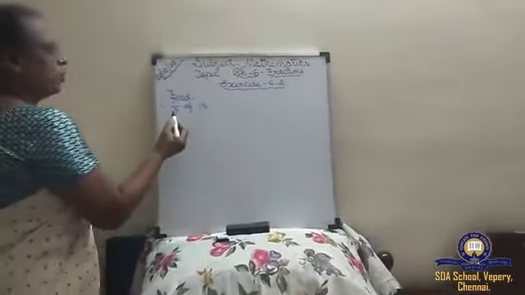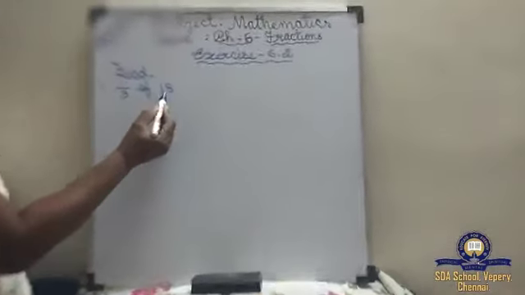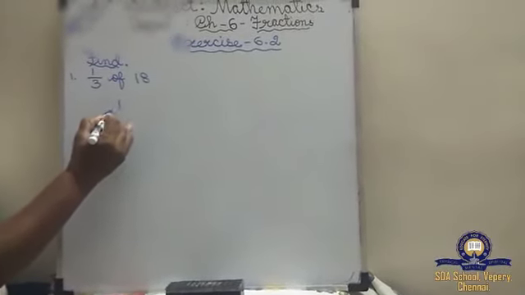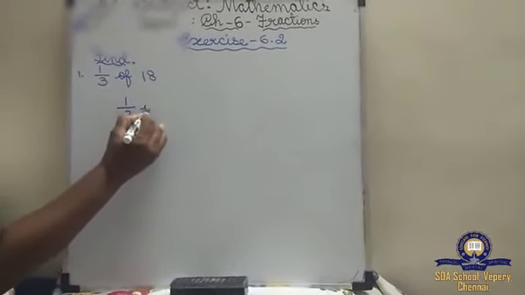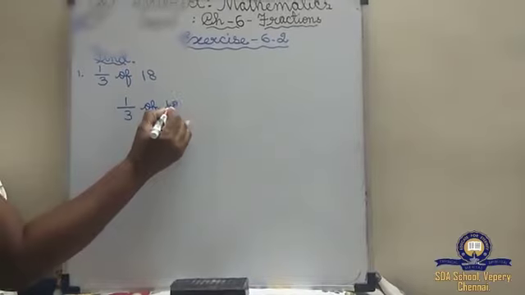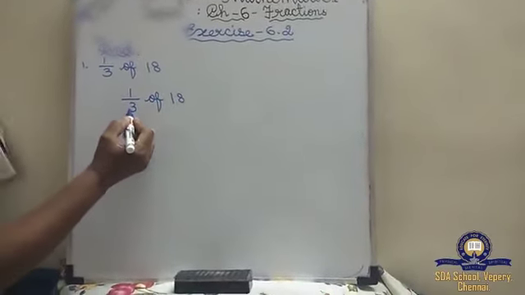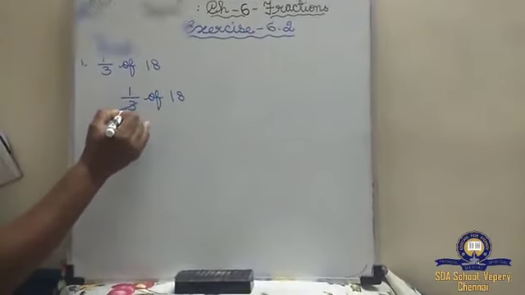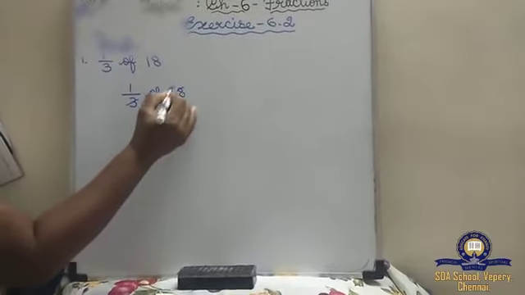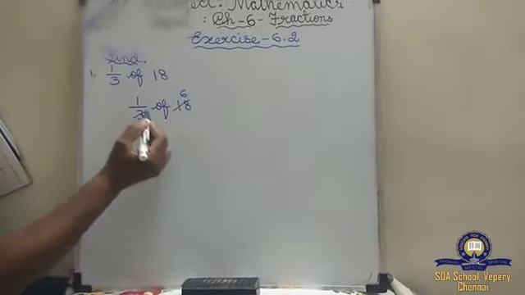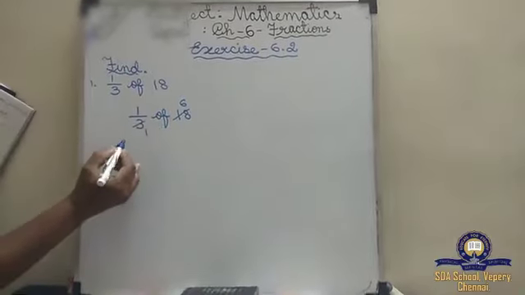Find means, see, 1 by 3 of 18 is there. So what you have to do, you have to do like this: 1 by 3 of 18 means you have to divide 18 by 3. Instead, an easy method you can use: 3 1s are 3 and 6 3s are 18. So, children, this is the easy method.